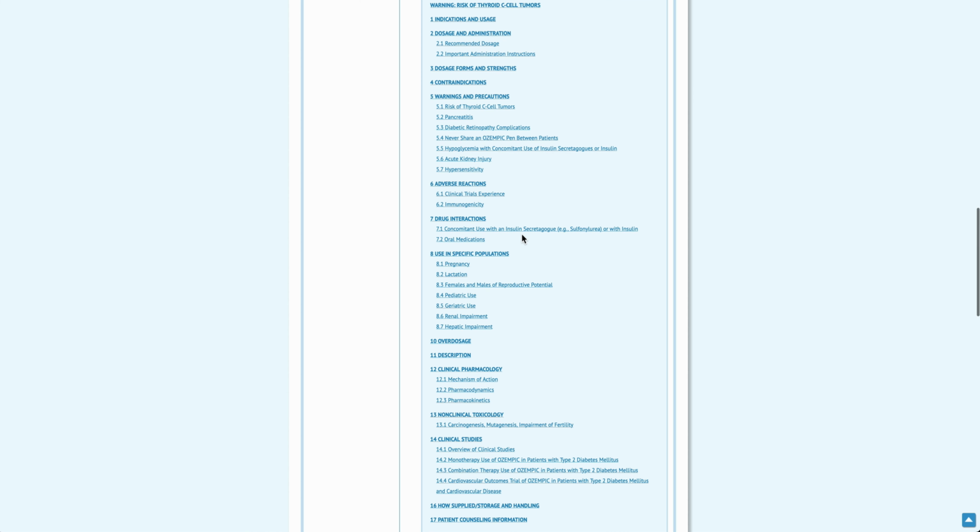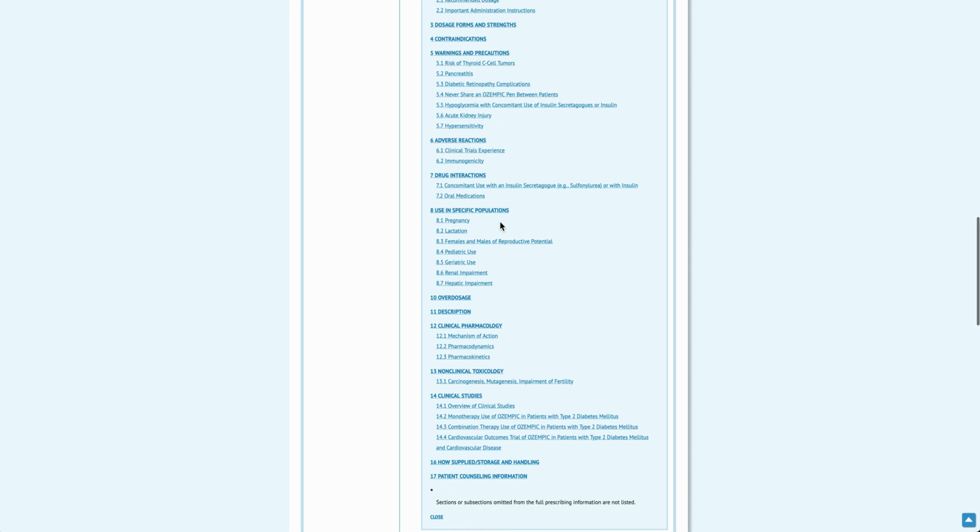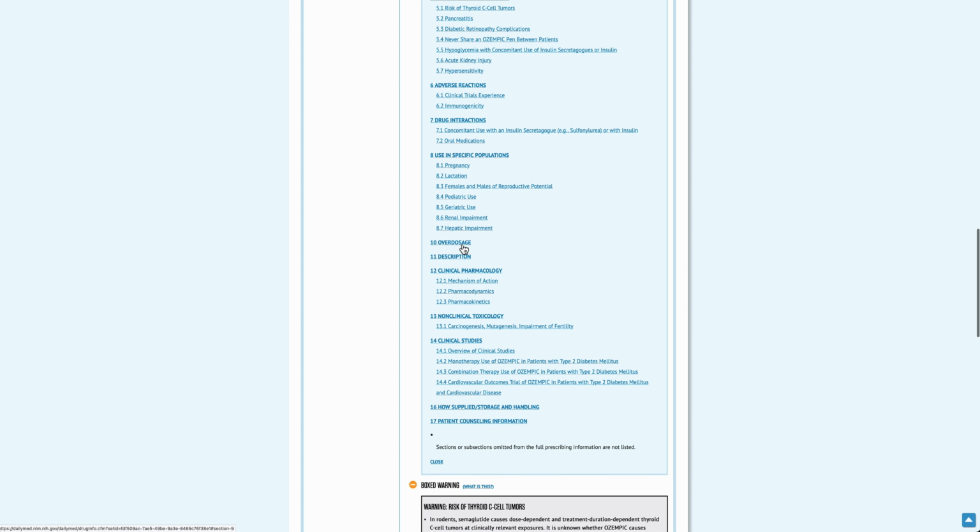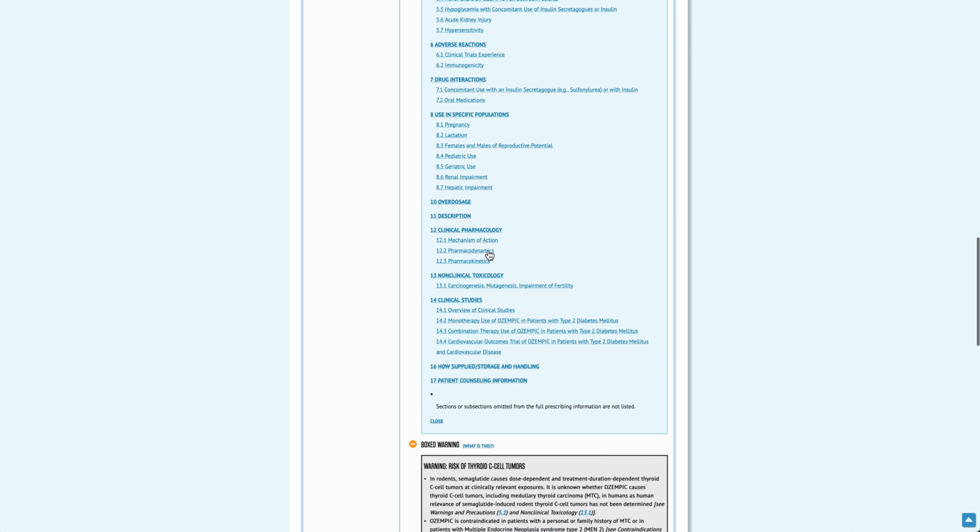We give numbers in tables, in graphs that may change as well over time, and then it's going to trigger, of course, updates or amendments to the product label in the US, and then use in the specific population, any information about the overdose, and then we describe, of course, the product, and then we talk about the clinical pharmacology, the mechanism of action, and don't forget that for some drugs we may not know about the precise mechanism of action, which is okay.